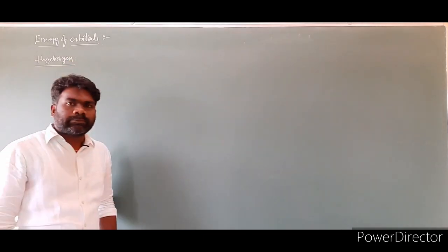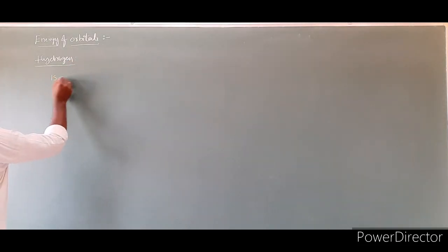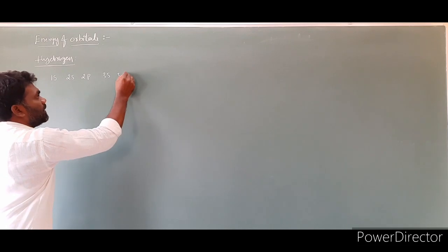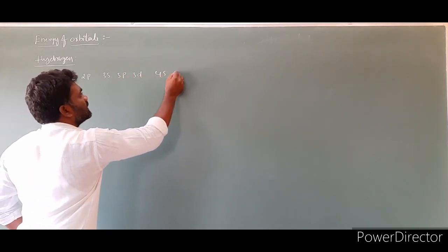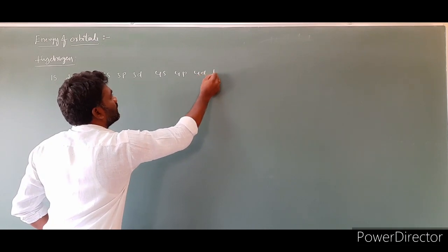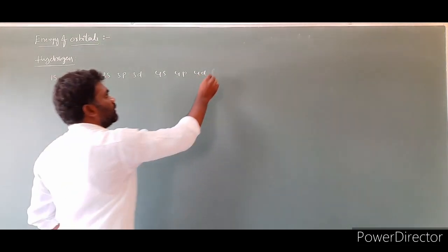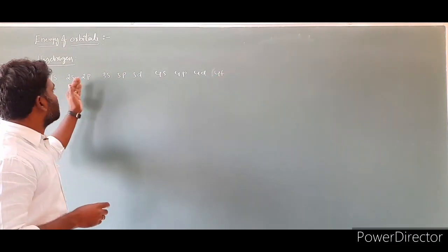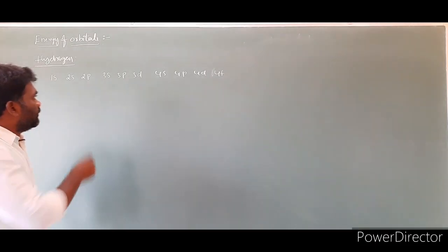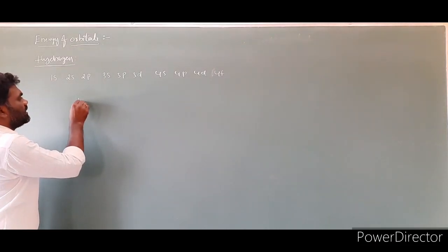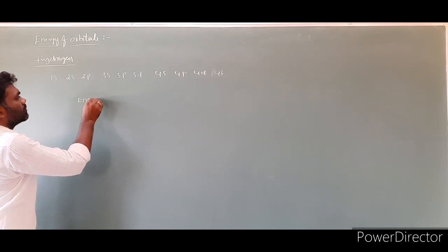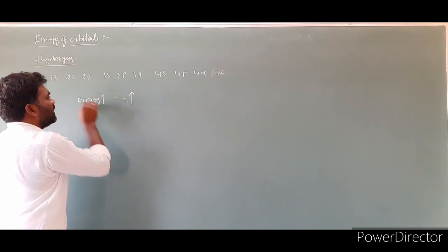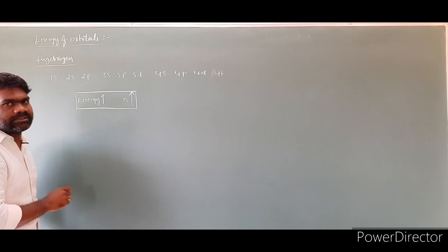So the different possible orbitals we will write. The possible orbitals are 1s, 2s, 2p, 3s, 3p, 3d, 4s, 4p, 4d, 4f and so on. So these are the different possibilities of orbitals. The point we have to write is that energy increases by increasing n value. So as the n value increases, the energy is going to increase. This point to keep in mind.